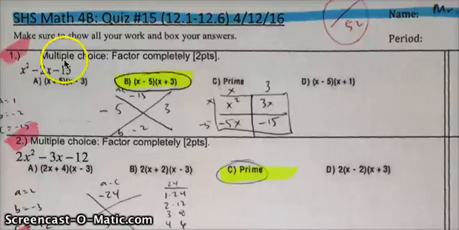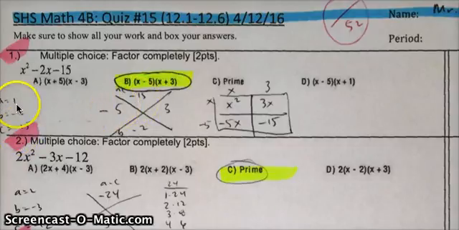These are the quiz corrections for quiz number 15, taken on April 12, 2016. Number 1 says factor completely. I'm going to identify my A, B, and C. A value is 1, B is -2, C is -15. Then you're going to use your X in your box.